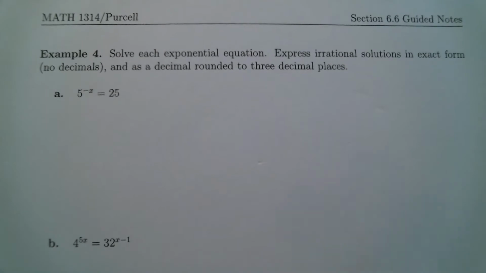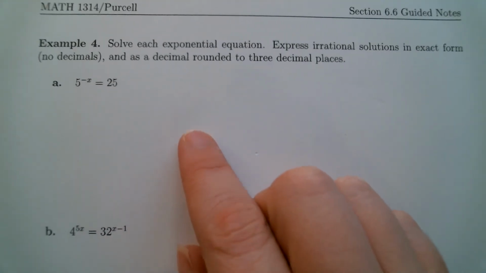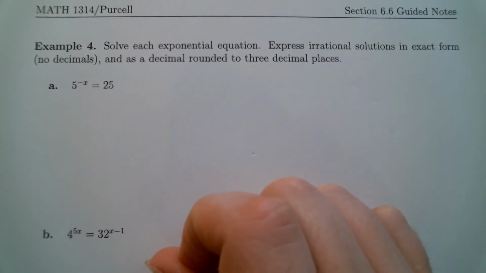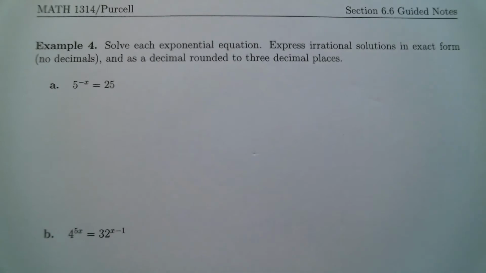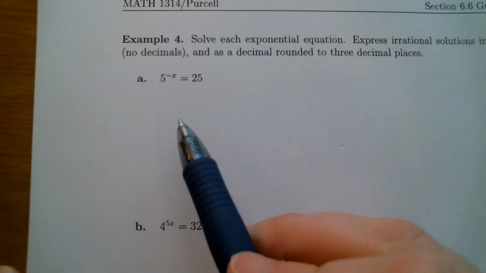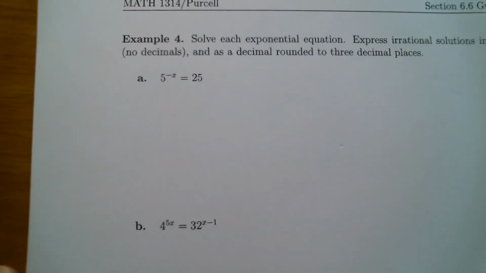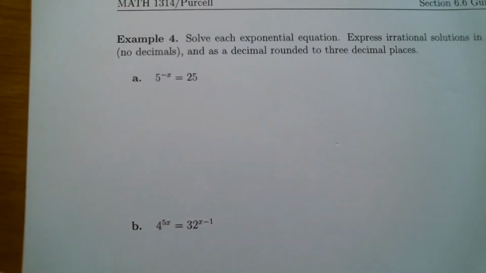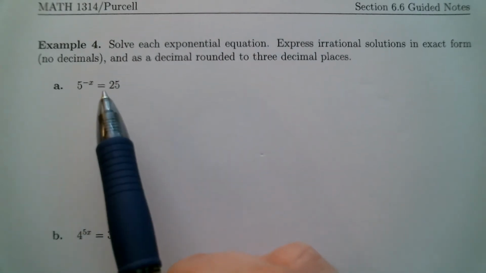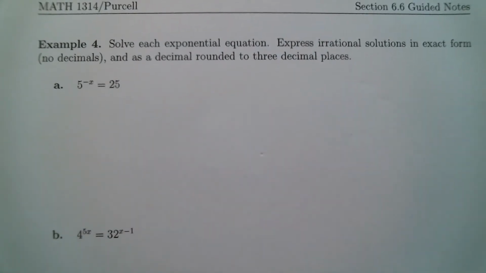Example 4 says to solve each exponential equation, express irrational solutions in exact form, meaning no decimals, and as a decimal rounded to 3 decimal places. Just remember irrational means it's a funky looking answer. So anyway, let's look at example A. 5 raised to the negative x power is equal to 25. What is going on here is that this is an exponential equation. When you look at this, the x is in the power or the exponent.